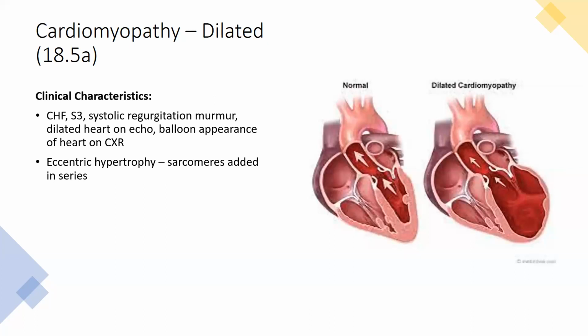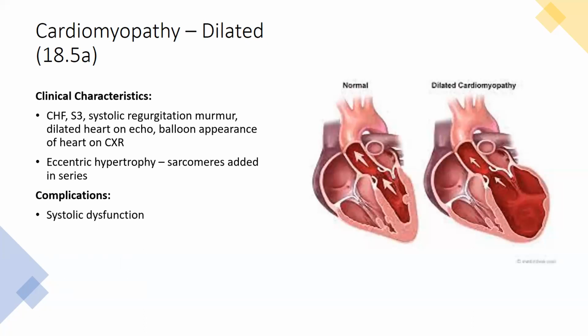You'll also see this eccentric hypertrophy. So sarcomeres are added in series with one another because essentially the heart muscle itself is stretching. And so to accommodate for that stretch, we'll have a sarcomere and then a sarcomere and then a sarcomere and a sarcomere. So in series, not in parallel. Sarcomeres, remember, the contractile units of muscle.